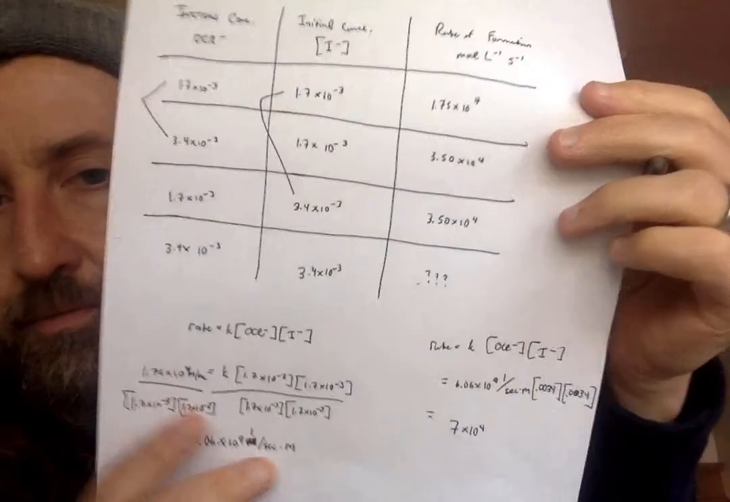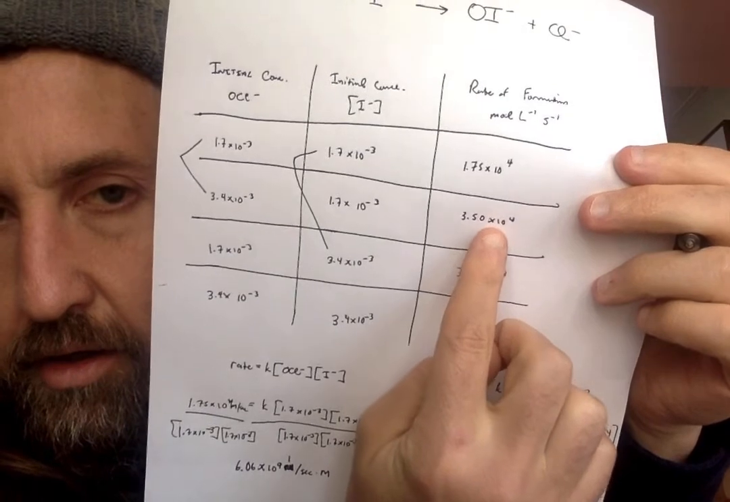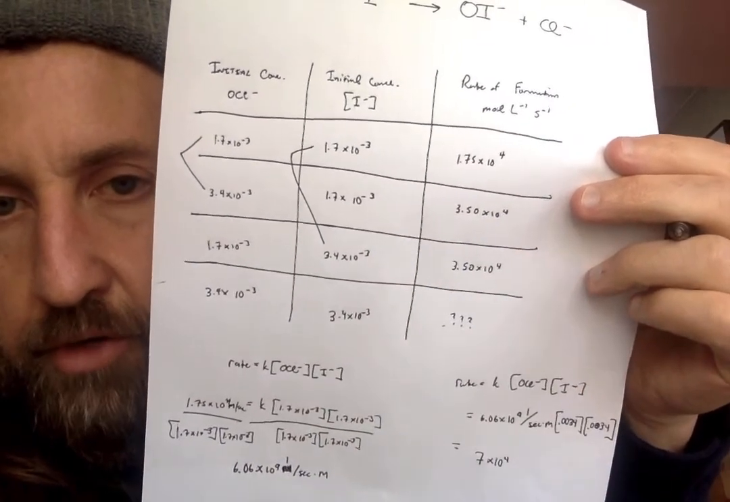So 6.06 times 10 to the 9th times 0.0034 times 0.0034. And so when we double them both, I get 7 times 10 to the 4th, which, if we look at our other rates, here and here, that's pretty much what we should expect.